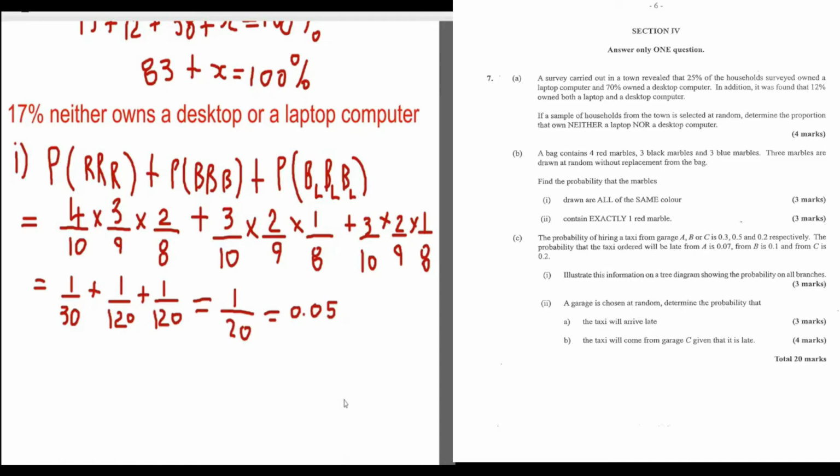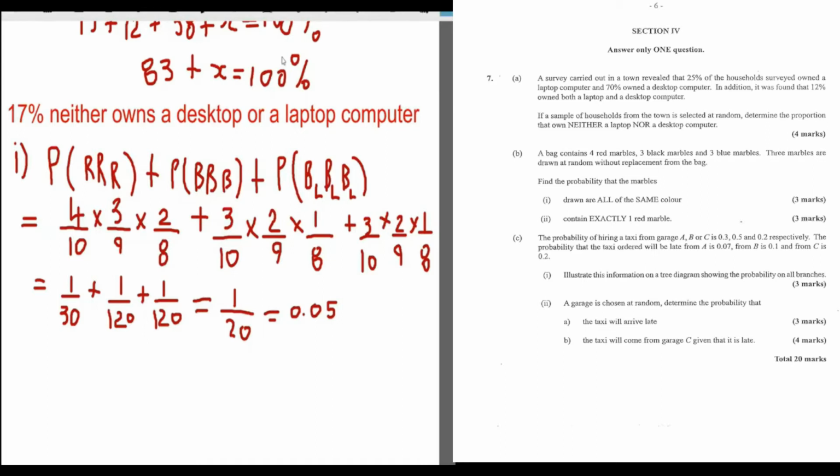Now it says, find the probability that when you draw the 3, it contains exactly 1 red marble. So to find the probability of getting just 1 red marble, it means it doesn't matter about the other 2 colors. There are many solutions. We just want 1 red. So there are 2 ways you can do it.